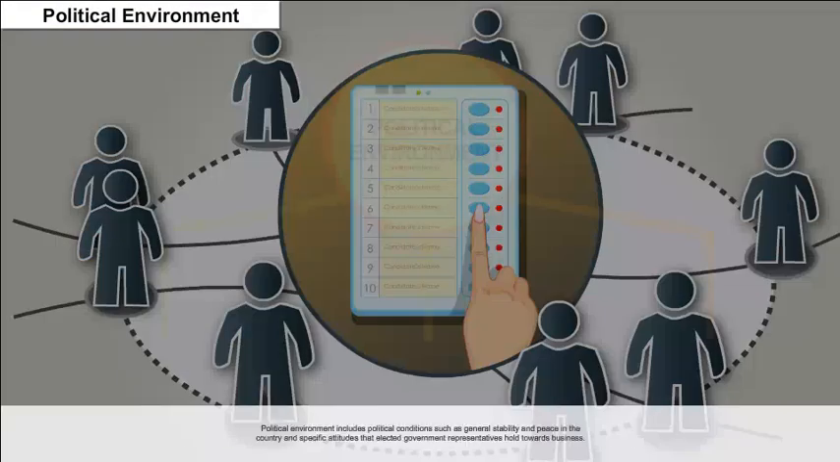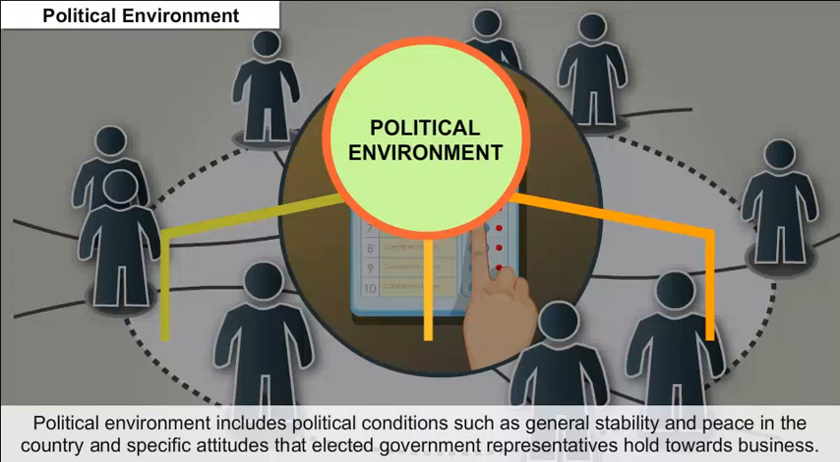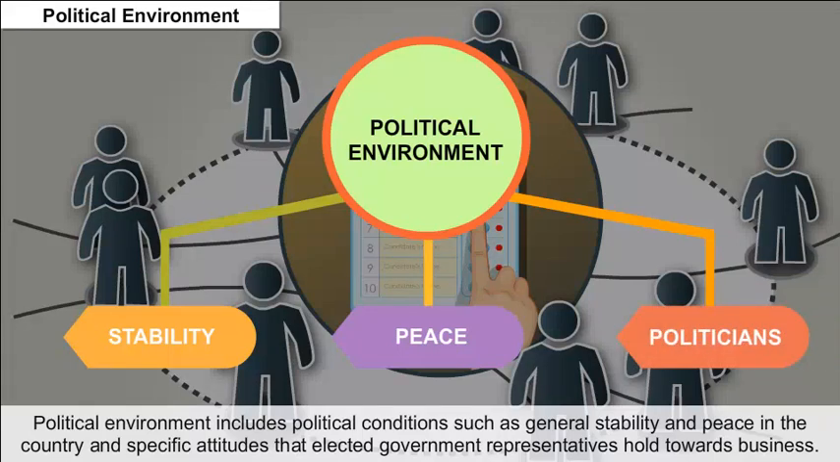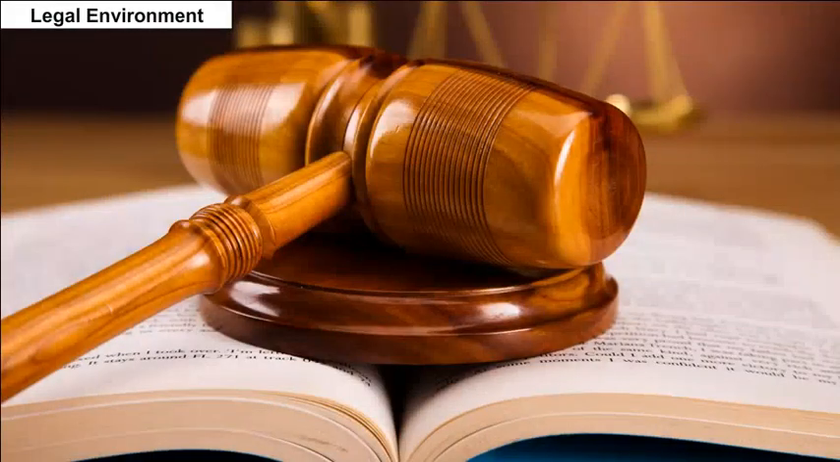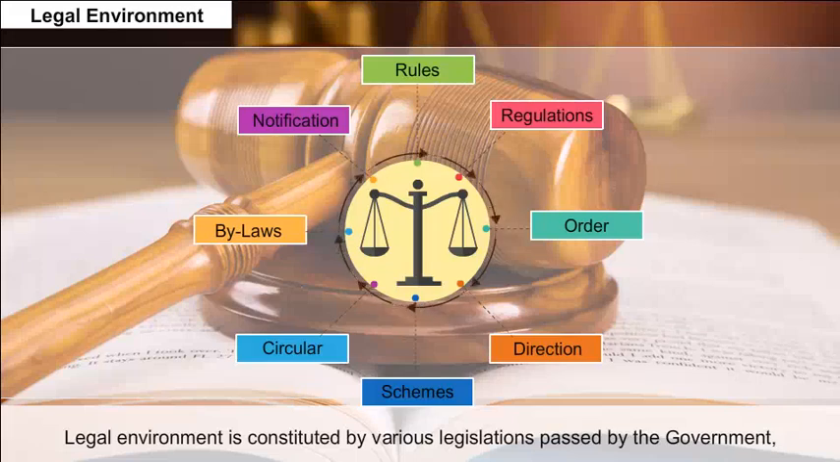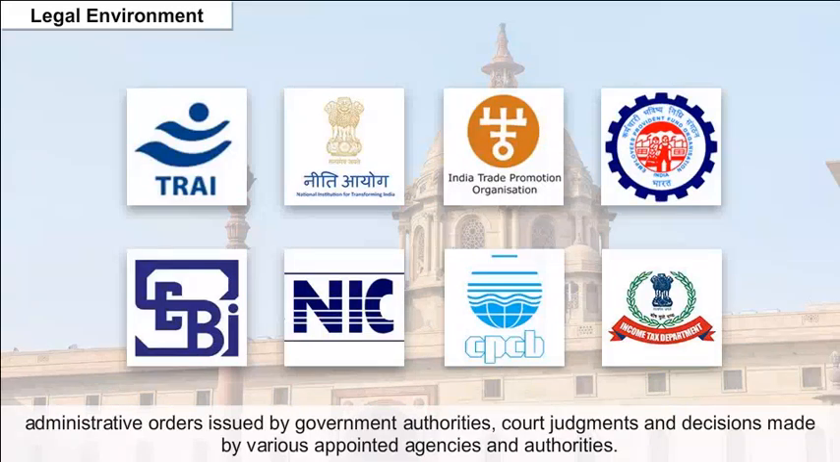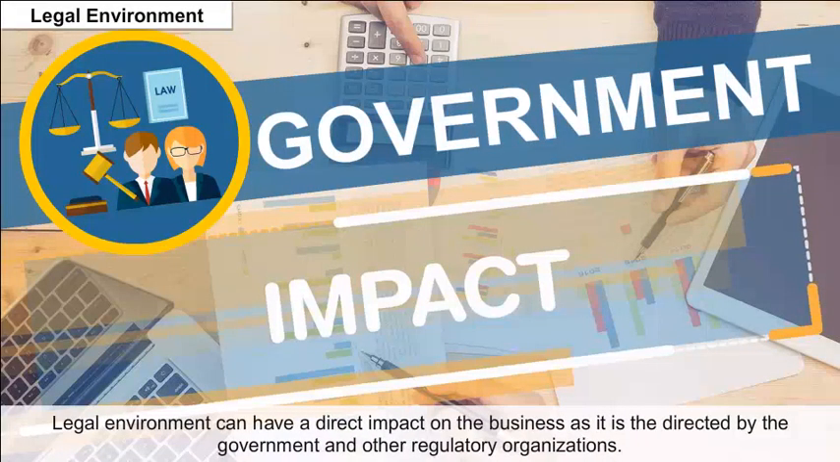Political environment. Political environment includes political conditions such as general stability and peace in the country and specific attitudes that elected government representatives hold towards business. Legal environment. Legal environment is constituted by various legislations passed by the government, administrative orders issued by government authorities, court judgments and decisions made by various appointed agencies and authorities. Legal environment can have a direct impact on the business as it is directed by the government and other regulatory organizations.